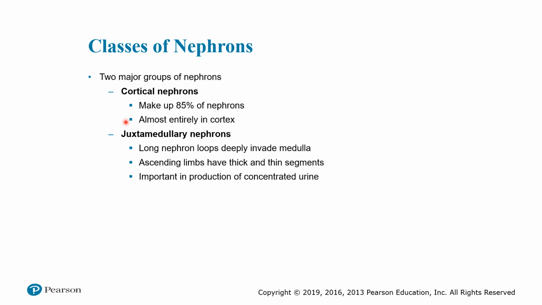Then we have another type of nephron known as juxtamedullary nephrons. Juxta means next to, so they are next to the medulla. These are long nephrons, and their loops of Henle go deep into the medulla, and the ascending limbs have thick and thin segments, and they are very important in the production of concentrated urine. So they make the urine concentrated.